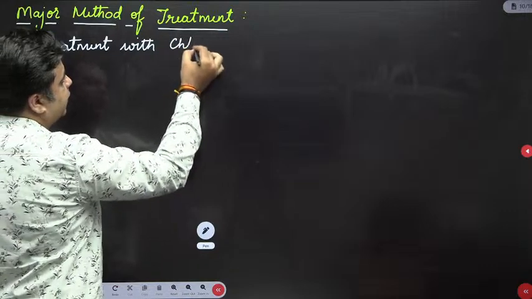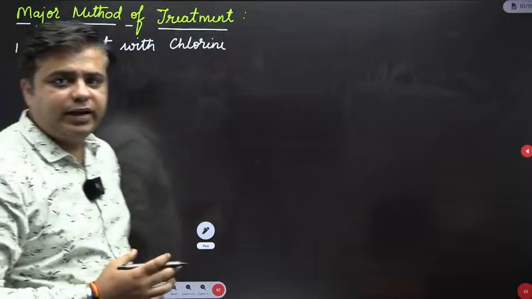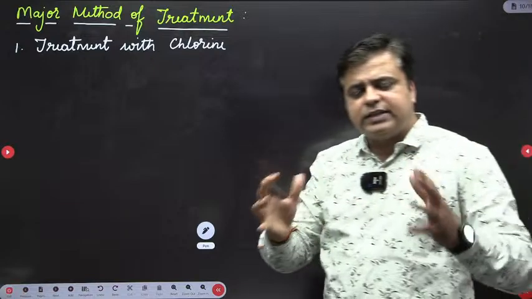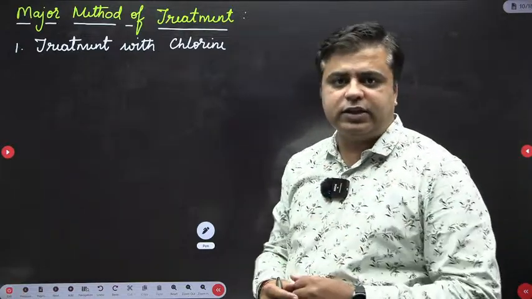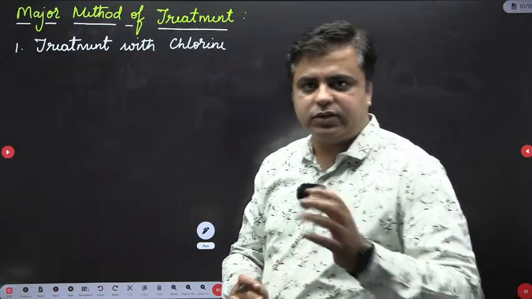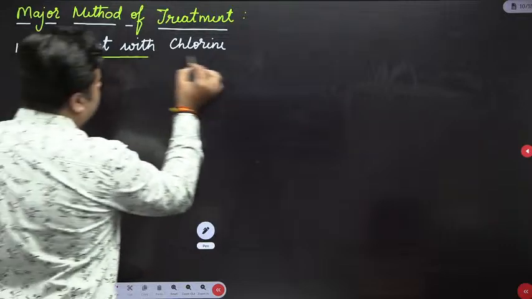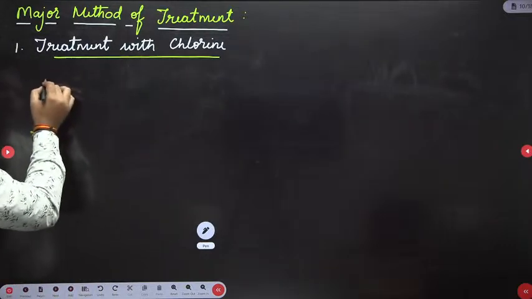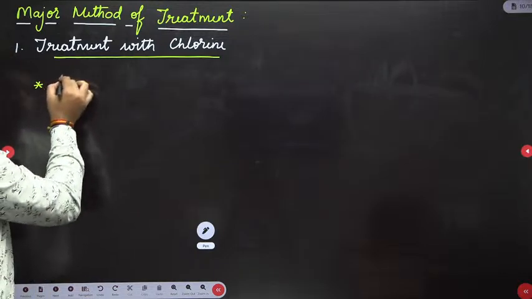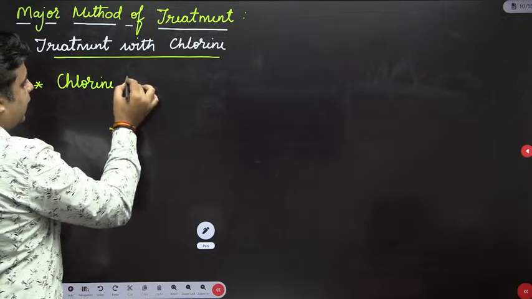Treatment with chlorine. Now you see this. This is one of the most important mechanisms that we read in the treatment of raw water. So treatment with chlorine is the most extensively used disinfection procedure in all the water treatments, especially the raw water treatments. Now see what happens. Chlorine is added in water. I am writing point by point because every point is important, right? Chlorine is added in water.